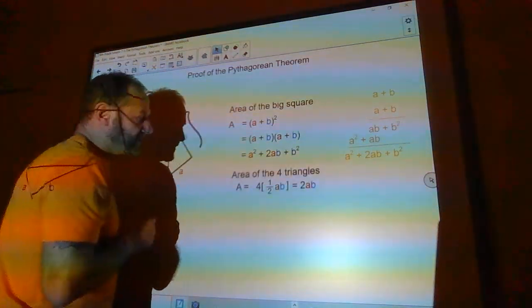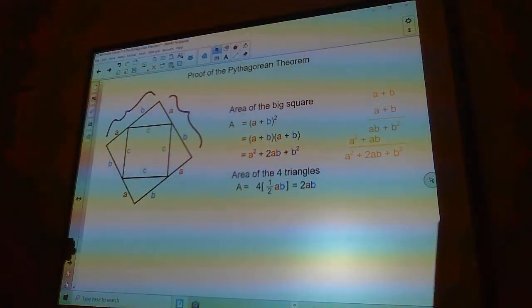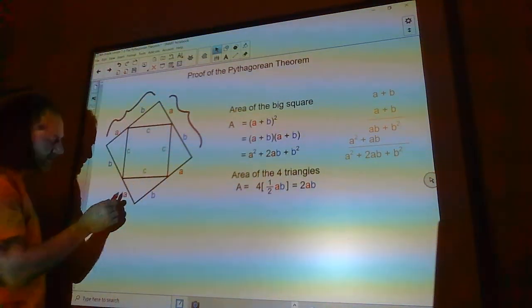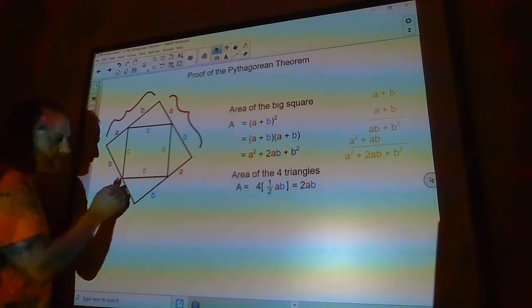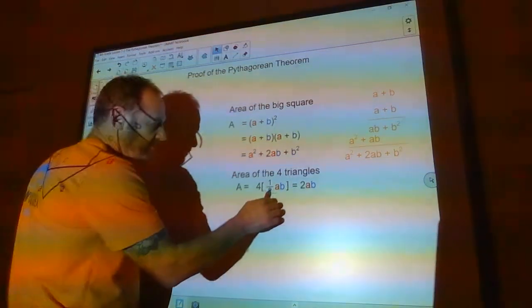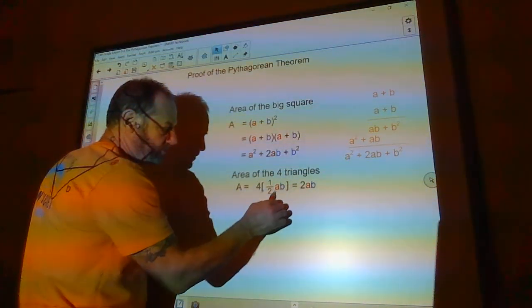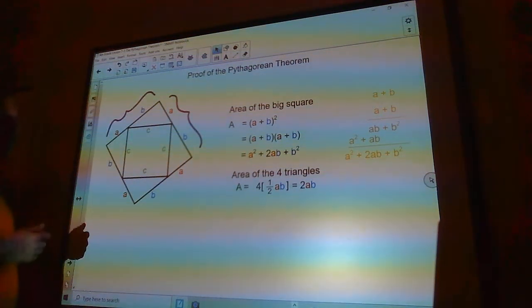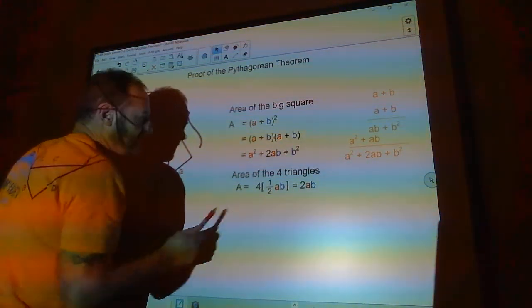So let's do that next. The area of the four triangles would be 4, because there's 4 of them, times half the base times the height, right? So here's the base and here's the height. Okay, so 4 times 1/2 is just 2 times AB. So the area of the four triangles is 2AB.